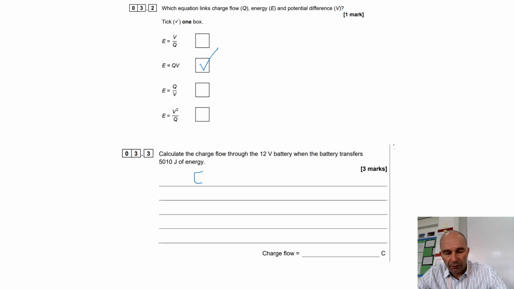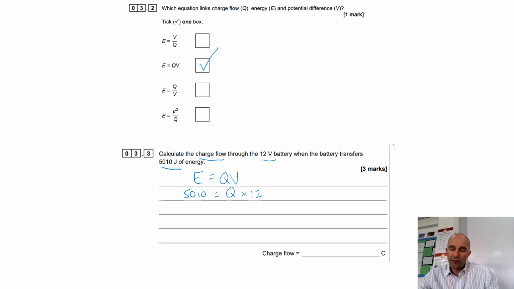So we start off with E equals QV, because that's the formula we're going to need to use. We've got to calculate the charge flow. We've got a 12 volt battery, so there's our potential difference, and it's transferring 5010 joules of energy. So there's our energy. Substitute the numbers in. So we've got 5010 equals Q, that's our charge flow, that's unknown. V is 12.